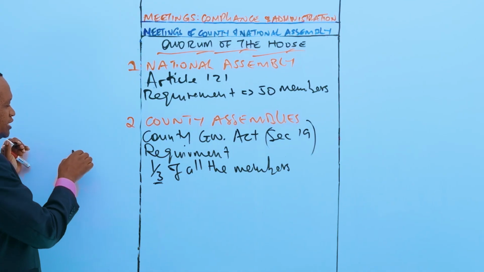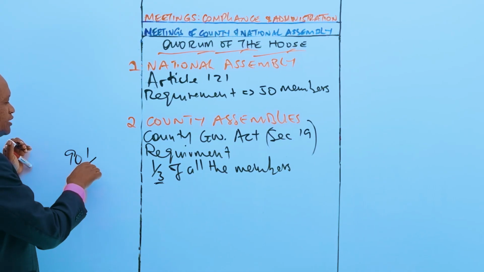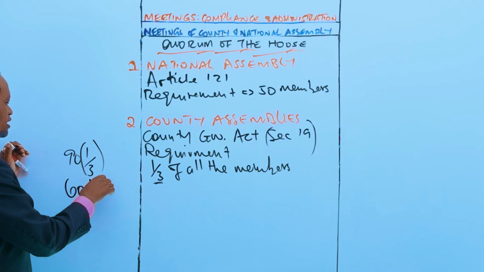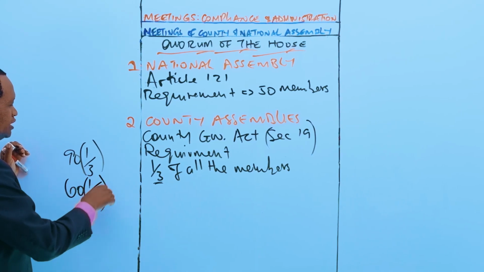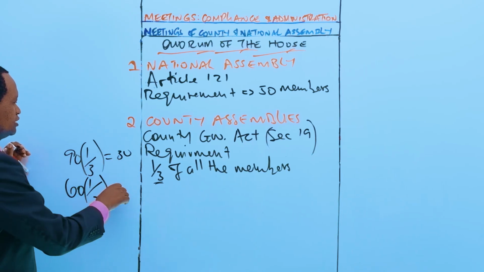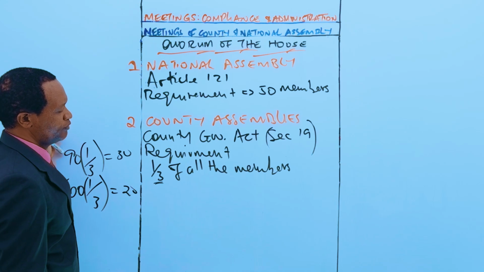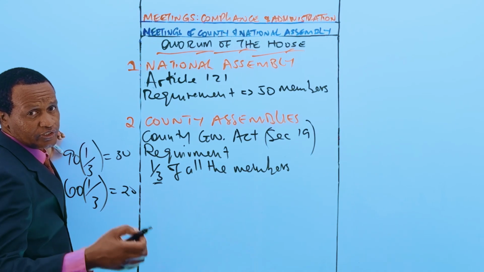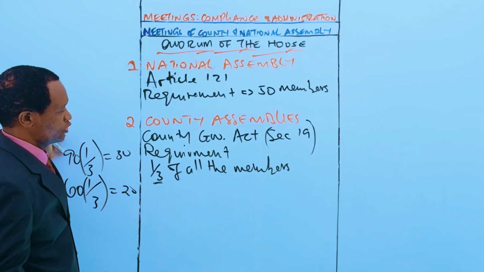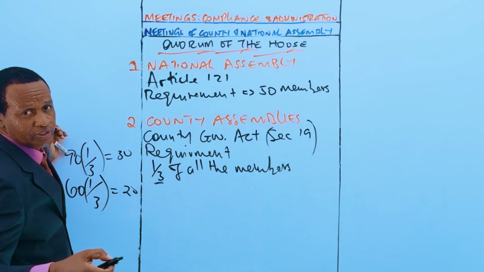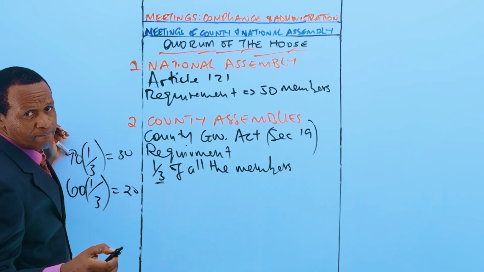So if a county has 90 members, it will be one third of 90, which is 30. If it has 60 members, it will be a third of 60, which is 20. So the number of members varies according to the county. So it is a third of all the members in the county assembly.